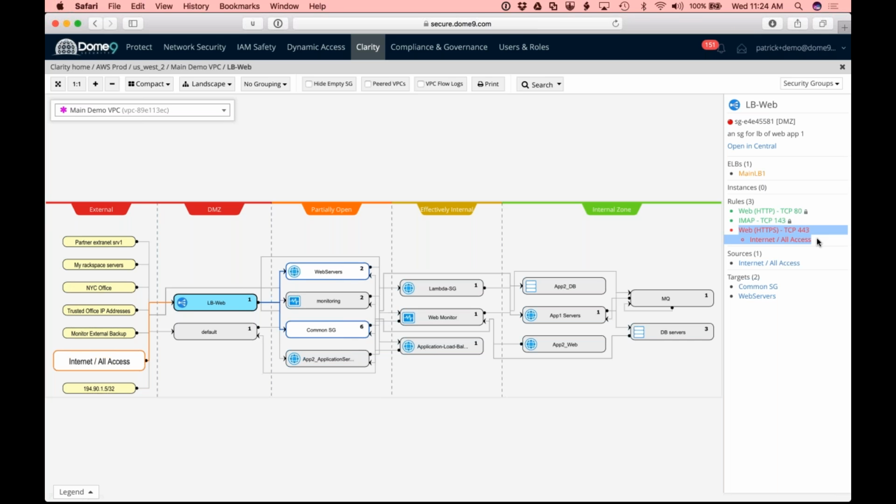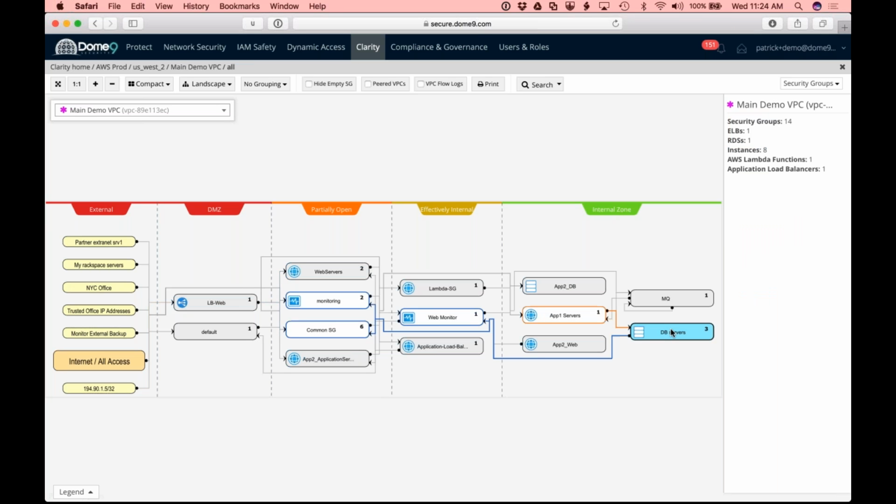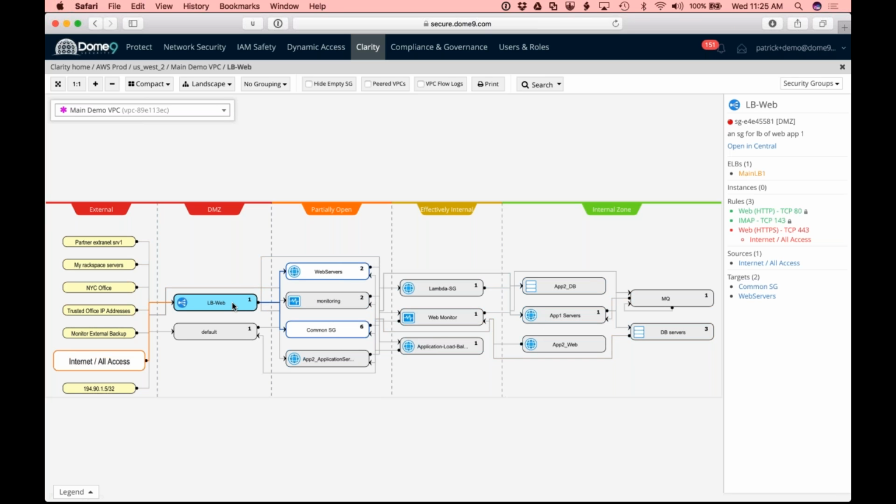And so that's the intention of Clarity, is to make sure you understand what's at the edge of your network, really accepting broad internet-based traffic, versus what's tucked neatly back in the internal zone, private, away from prying eyes. So I've got my load balancer security group here. Dome9 has done a good job of highlighting exactly which rule or rules offend in terms of ranking it in the DMZ. And so for a load balancer, you can almost see or reason why this is here, right? It's sort of a load balancer's job to take very broad traffic, judge it, and send it deeper into your network.